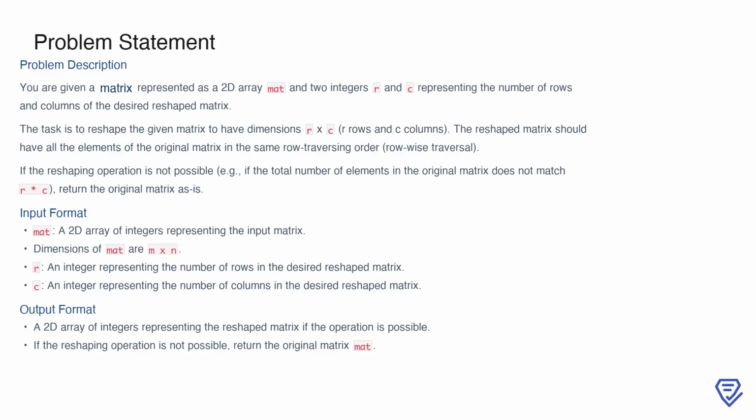that same order. However, there is a key condition: if reshaping is not possible, specifically, if the total number of elements in the original matrix does not match the product of R and C, we simply return the original matrix without making any changes. The input format includes the matrix mat, which has dimensions m×n, and the integers R and C, which represent the desired dimensions of the reshaped matrix. The output will either be the reshaped matrix or the original matrix if reshaping is invalid.